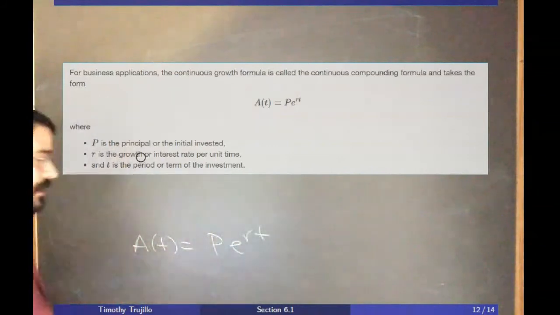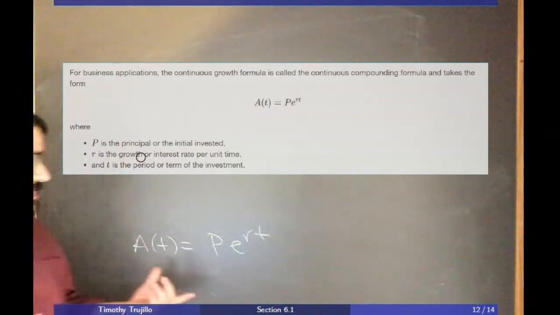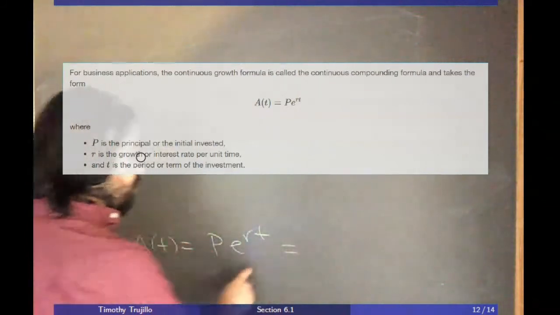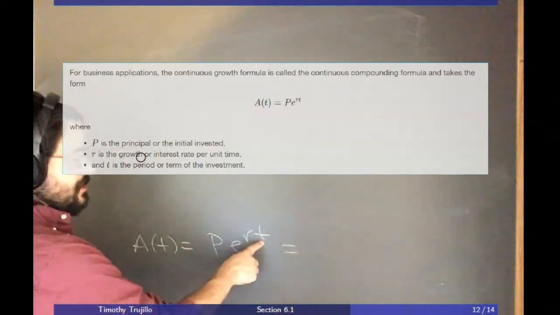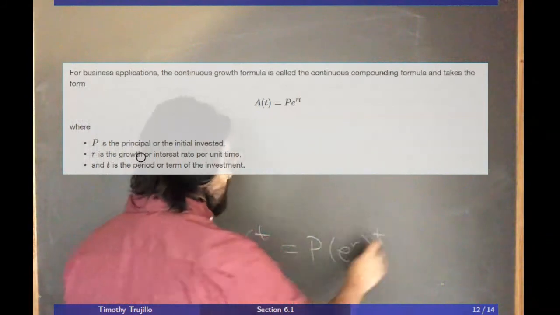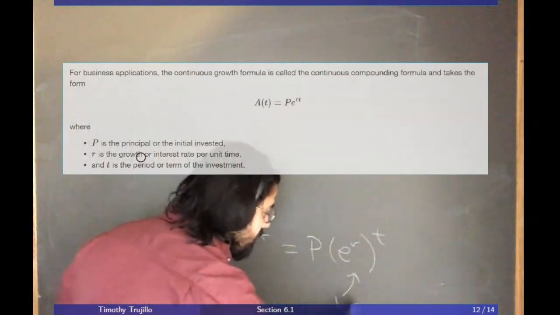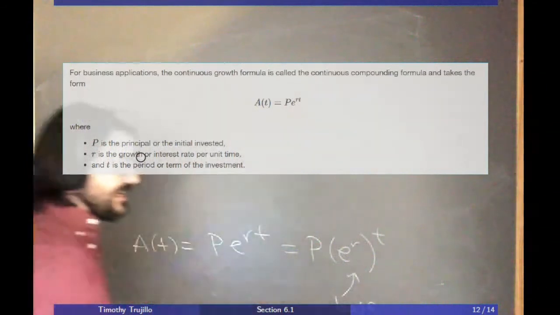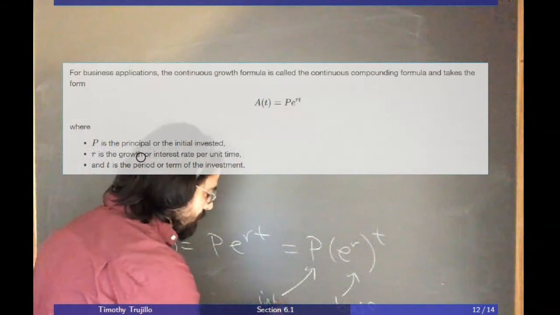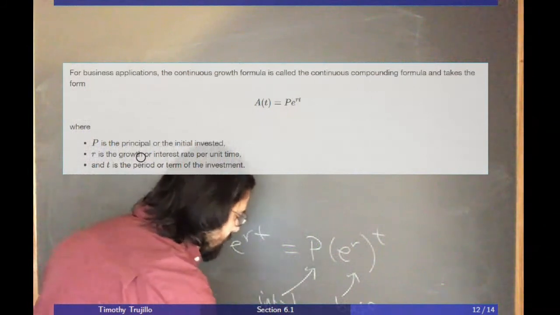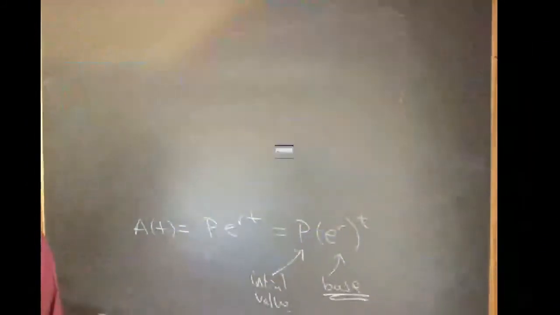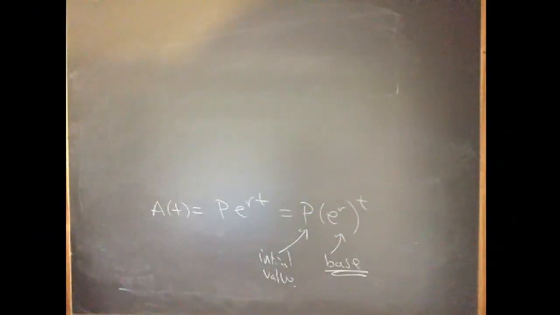P e to the r t. And we'll talk about why this is the same thing as this a times b to the t. The reason why is we can think about this r times t up here in the exponent as being P times e to the r, all raised to the t. So this is the base, okay? e to the r is the base, and the P is still just the initial value. Okay, so if I plug in t equal to 0, I still get back this value of P.